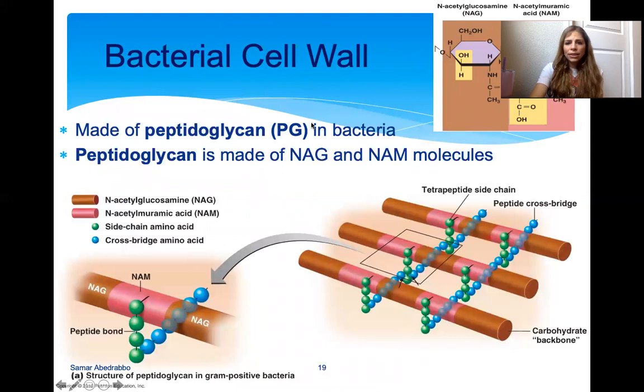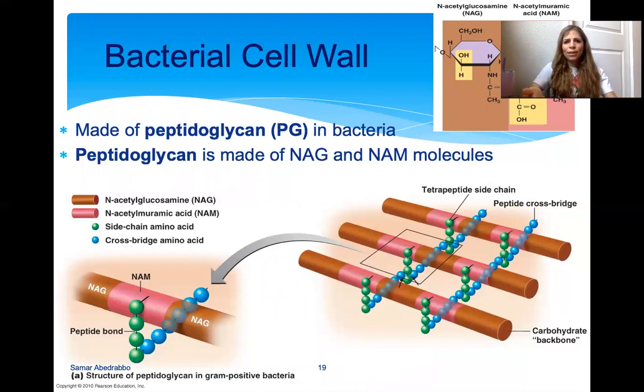When we look at the bacterial cell wall, the cell wall in bacteria is made up of a component called peptidoglycan. So again, in bacteria, if I ever ask you what cell walls in bacteria are made up of, they're made up of peptidoglycan. And when we look at peptidoglycan, it's made up of NAG and NAM molecules. NAG stands for N-acetylglucosamine, and NAM stands for N-acetylmuramic acid. They're just molecules. So outside the cell membrane, there's a cell wall, and it's made up of peptidoglycan, and peptidoglycan is made up of NAG and NAM molecules.